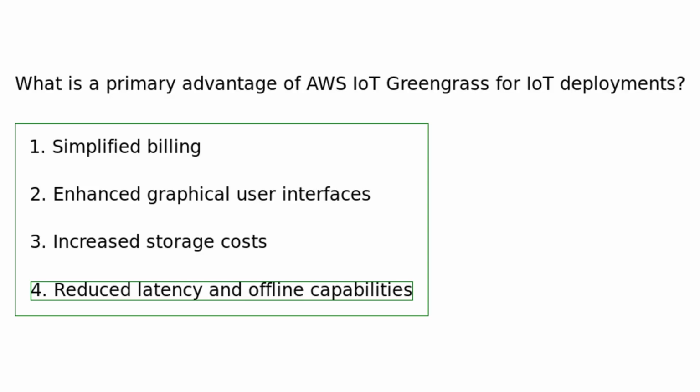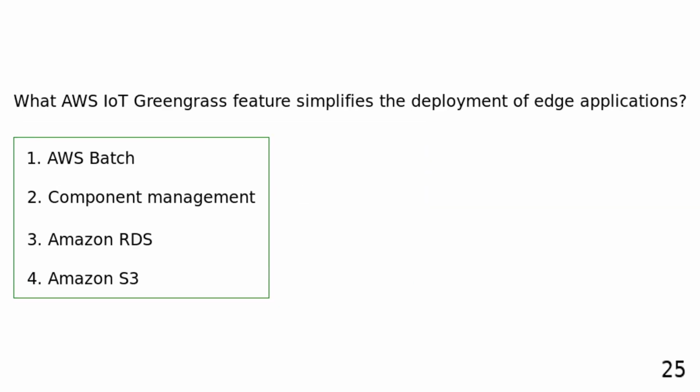By enabling local processing and operation, Greengrass reduces latency and allows devices to function offline. What AWS IoT Greengrass feature simplifies the deployment of edge applications? AWS Batch. Component Management. Amazon RDS. Amazon S3.